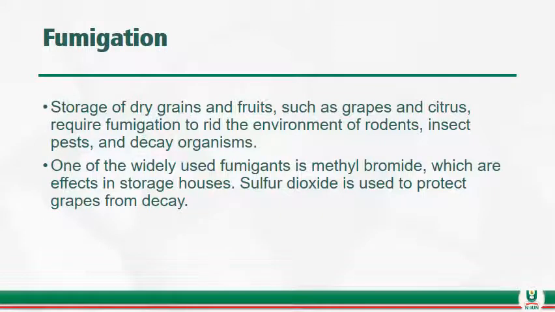Now, fumigation. We want to talk about fumigation because that is also very important in storage, especially of your dry grains and fruits, such as your grapes and your citrus. You want them to be free from insect or rodent attack, and you don't want any decay organisms to grow on it. That is why you have to fumigate. One important and widely used fumigant is methyl bromide, which you use in storage houses, and you can also use sulfur dioxide to protect your grapes from decay. So that is talking about fumigation.